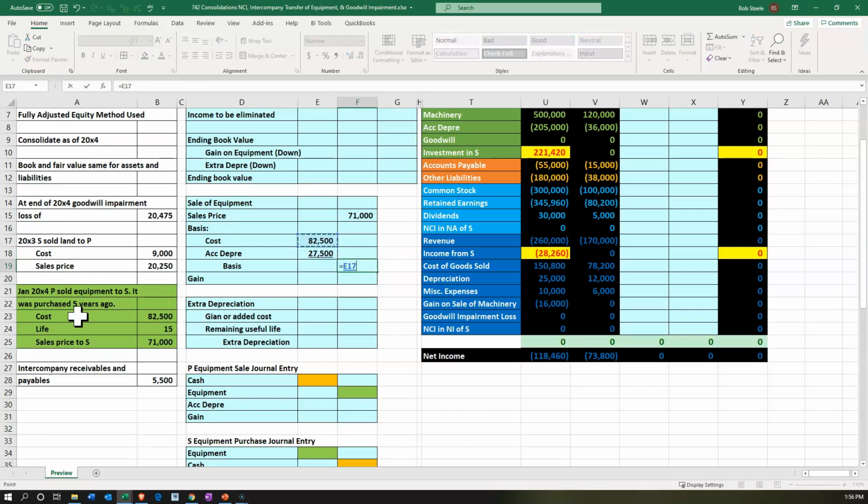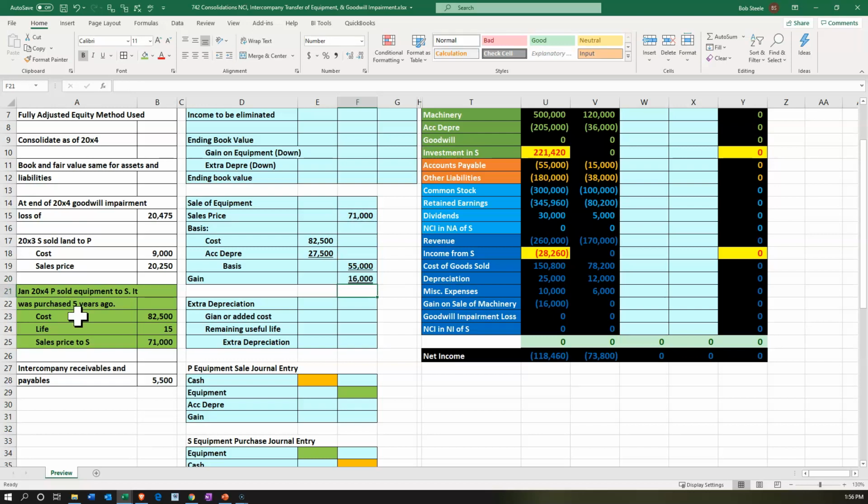Subtracting that out, we're going to say the 82.5 minus the 27.5, that's going to be the 55,000 basis, or the book value. So then if we subtract this out, the 71,000 minus the 55,000, we're going to have a gain of that 16,000.